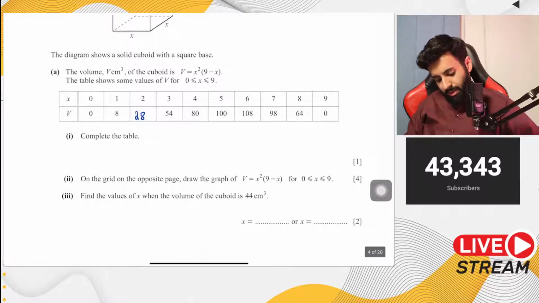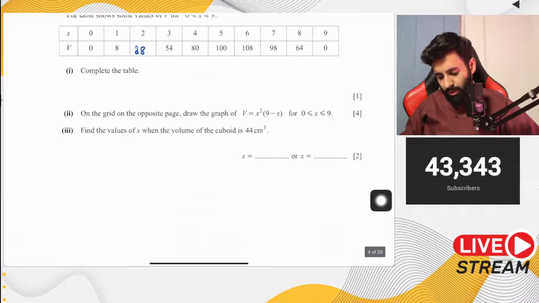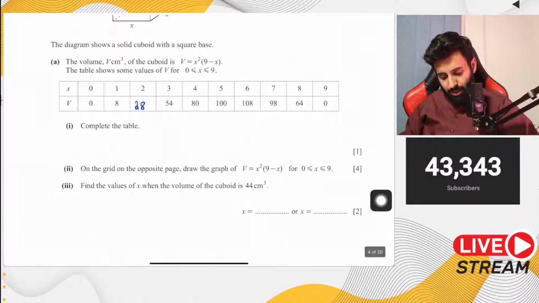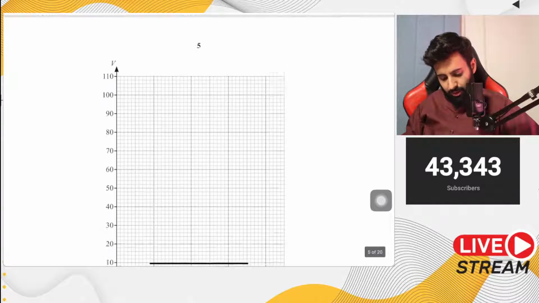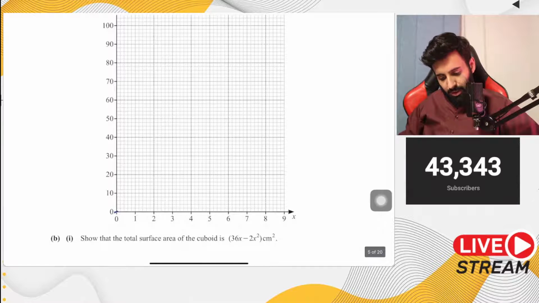On the grid on the opposite page, draw the graph of V. Okay, so let's have a look at the points. 0, 0. Alright, just put a cross, okay, not a dot, just put a cross.